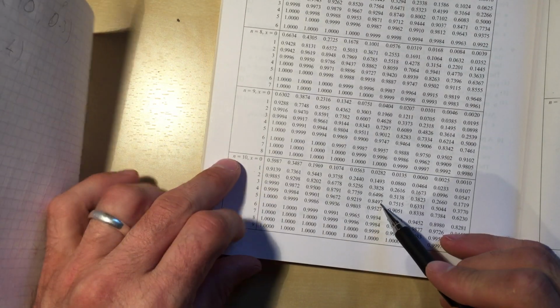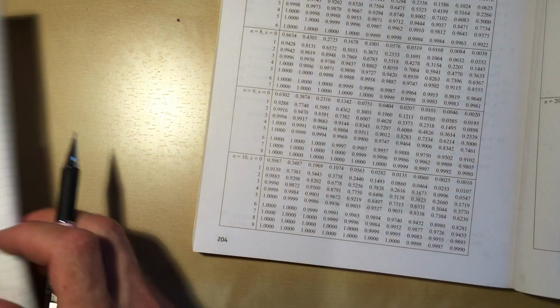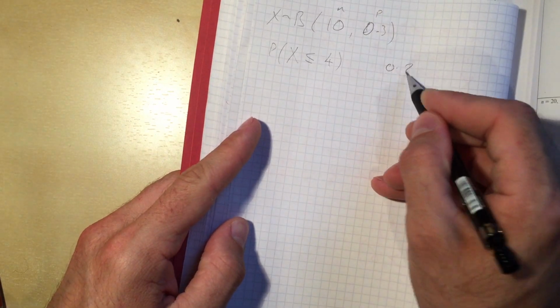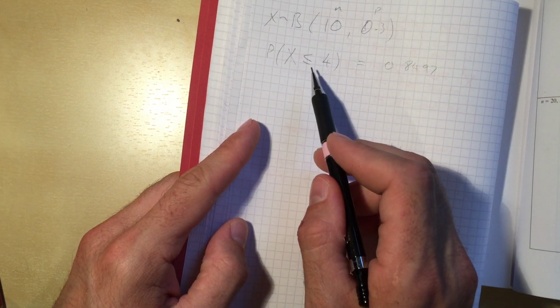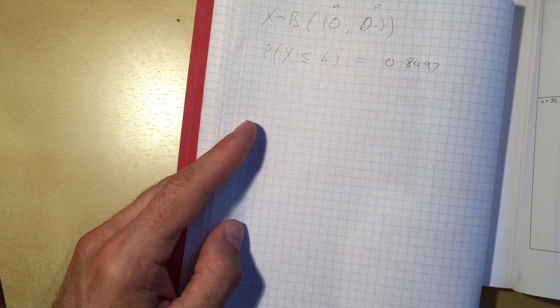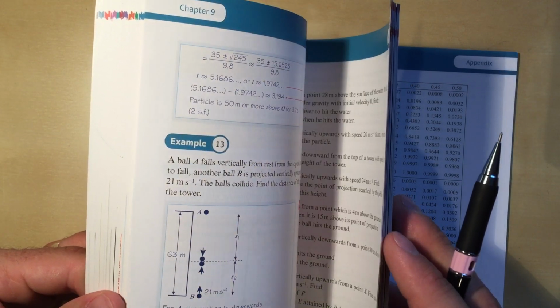Looking down that column, when n equals 10, when x equals 4, I get this number here, 0.8497, and that is the probability that the random variable x takes a value less than or equal to 4. So that's how these tables work. If you know the n, the p, and the x values, you can look things up in the table.